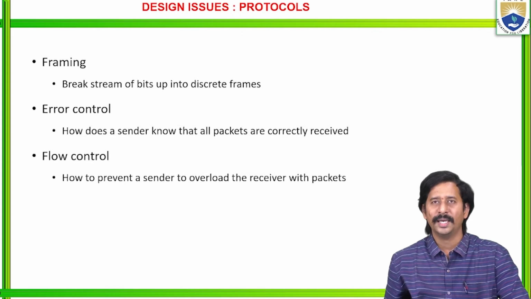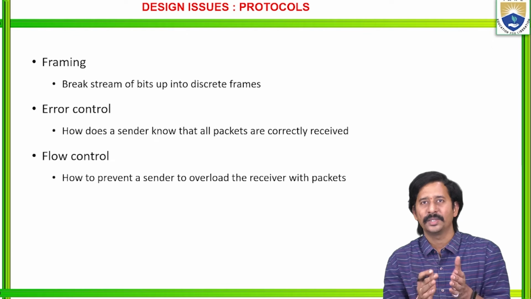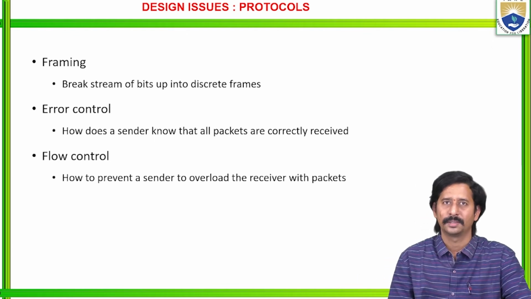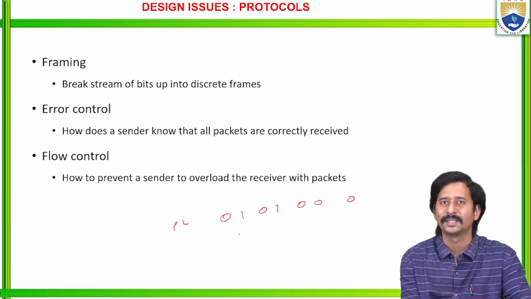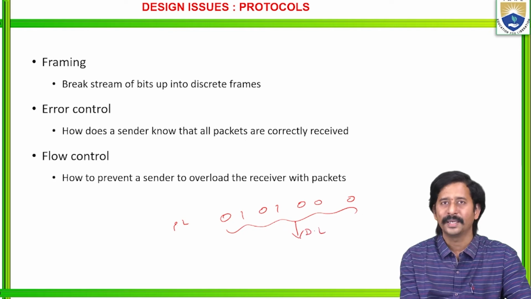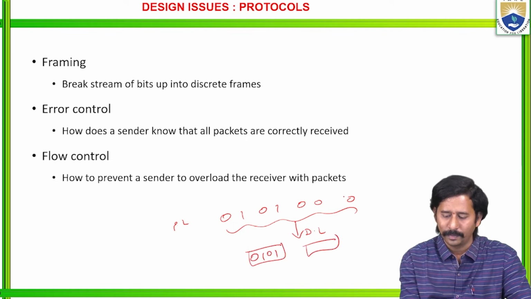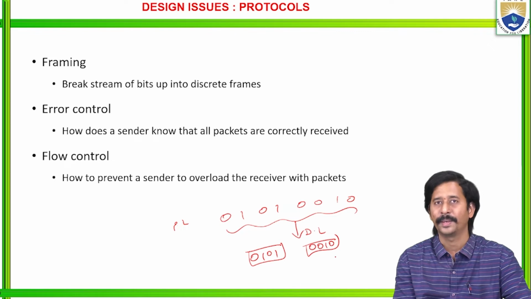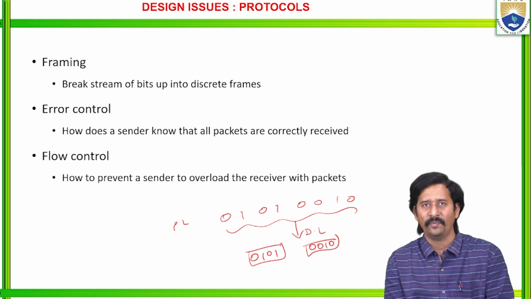In addition, these are the various design issues of the data link layer: framing, error control and flow control. In simple terms, framing means breaking the stream of bits into discrete frames. The physical layer transmits data in the form of zeros and ones. Once this data is transmitted to the data link layer, the data link layer converts those streams into frames. This is one frame, and this is another frame. So framing means breaking the stream of bits up into discrete frames.